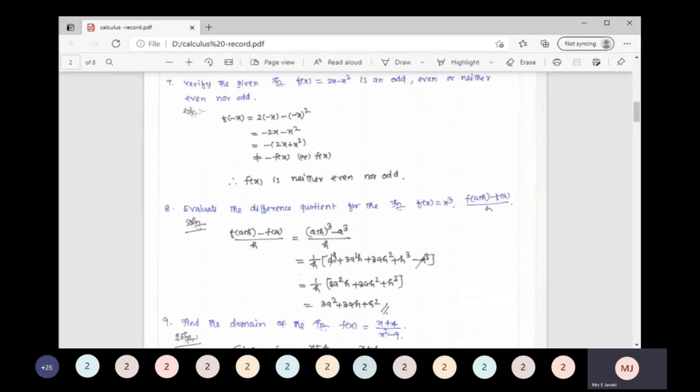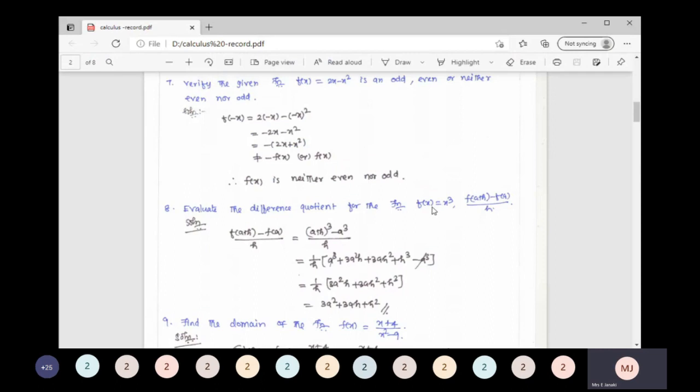And next, to find the difference quotient for any function, you have to calculate f of a plus h minus f of a, divided by h. This is called the difference quotient. See, f of a plus h minus f of a by h.